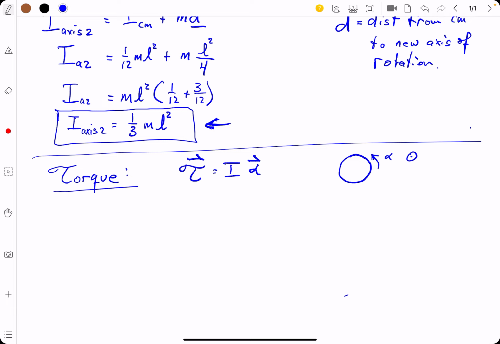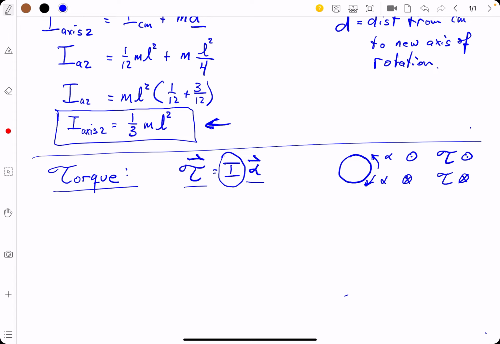If alpha is out of the page, then that means that the torque has to be out of the page because they have to be in the same direction. Okay? If one goes in that direction, the other one goes in that direction because all this does is scale it. It's a scalar. That's it. All right. So that's for directions. We could do into the page too, just so you're aware of that.